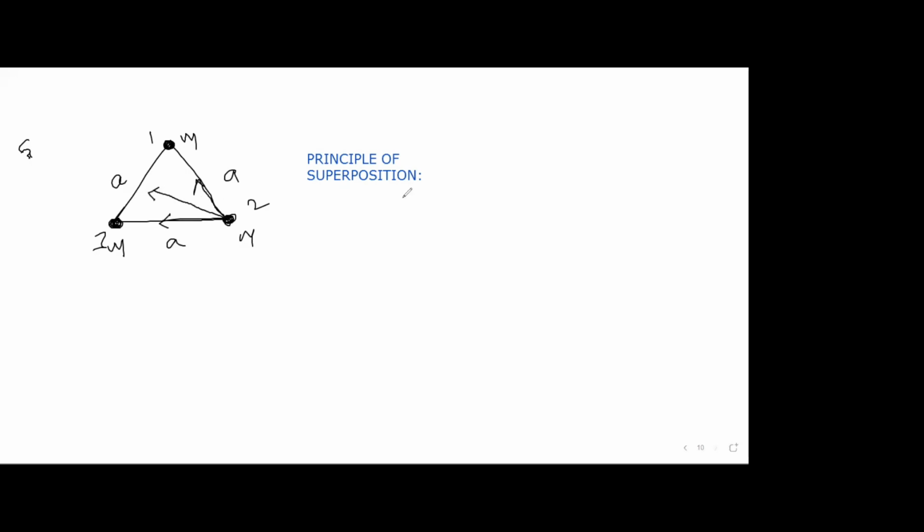So net force: force on 2 because of 1 you have to find out, force on 2 because of 3 you have to find out, and their vector sum you have to take. That is the net force on one because of the remaining. This is what the principle of superposition is. So the net force on any one point mass is the vector sum of forces due to the individual point masses.